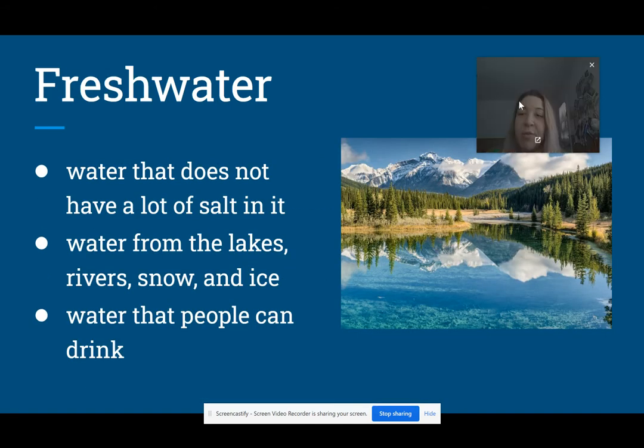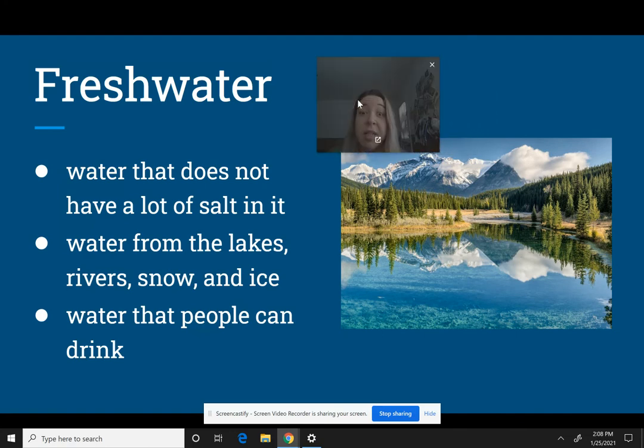Okay, next, fresh water. Basically, water without salt in it. I know, shocking, groundbreaking. This is the water you find in lakes, rivers, snow, and even ice. This is the water that we drink. So while most of our water on Earth is salt water, we actually rely on fresh water to survive.